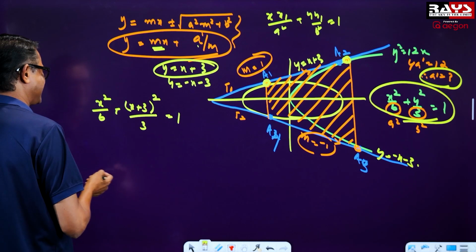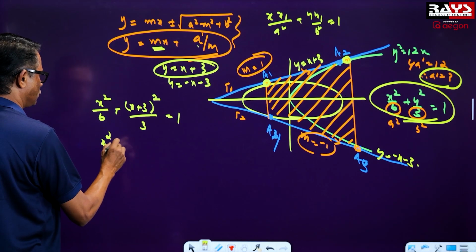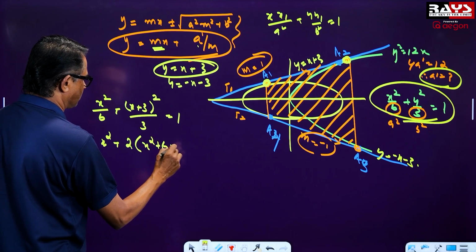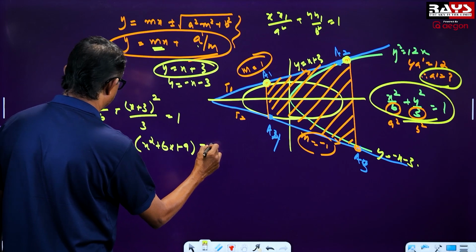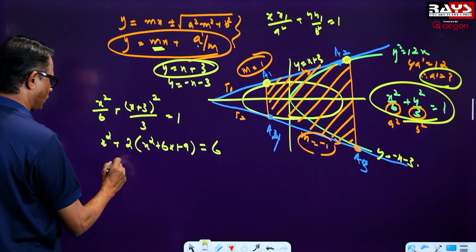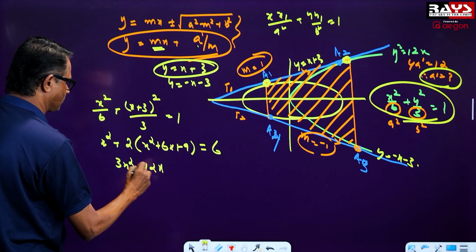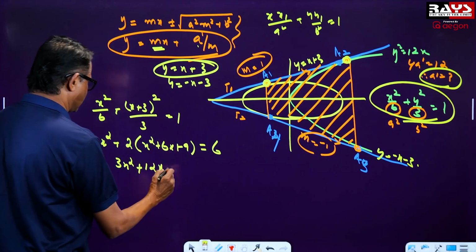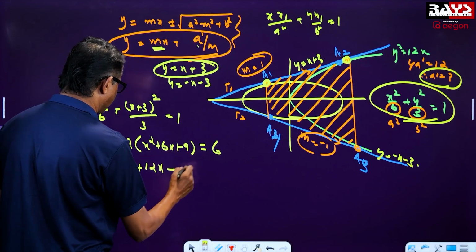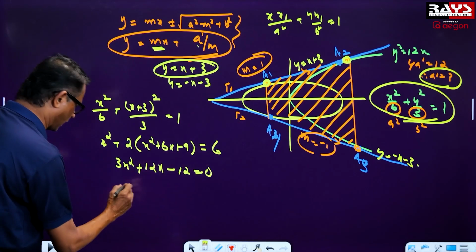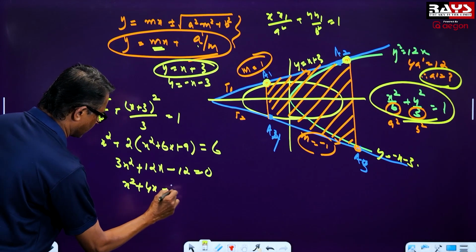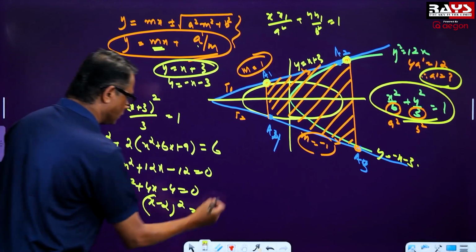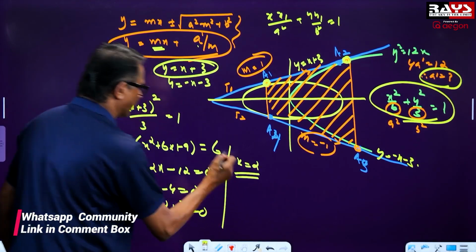Okay, you can multiply by 6. So you will get x square plus 2 into x square plus 6x plus 9 equal to 6. Okay, so 3x square plus 12x plus 18 minus 6, that is plus 18 minus 6, minus 12 equal to 0. You can cancel a 3, x square plus 4x minus 4 equal to 0. This is x minus 2 whole square equal to 0. Therefore, x is equal to 2.